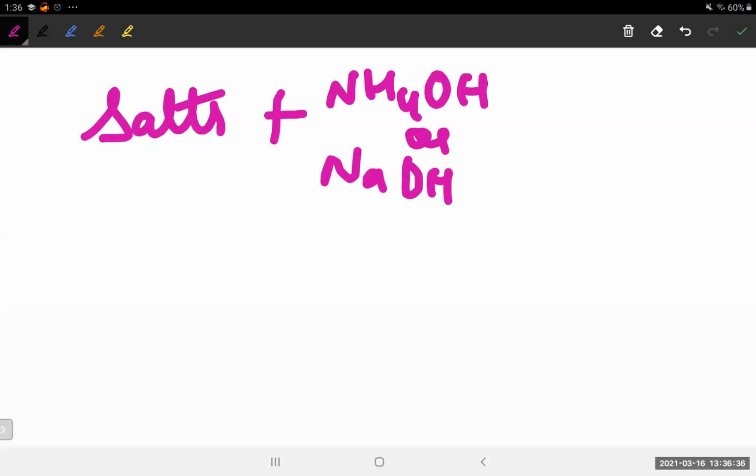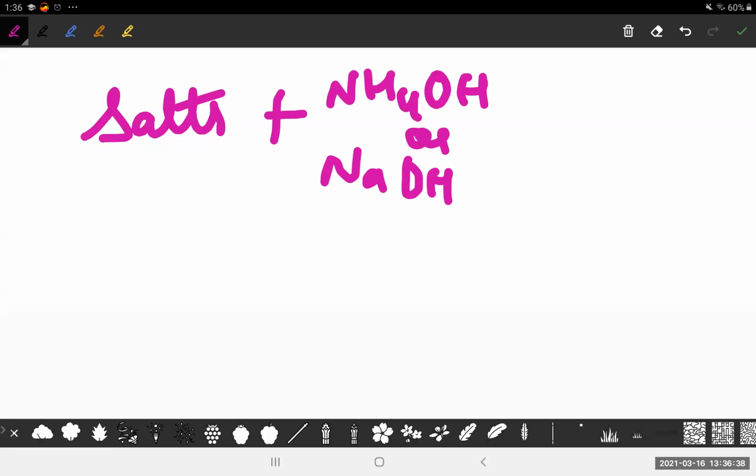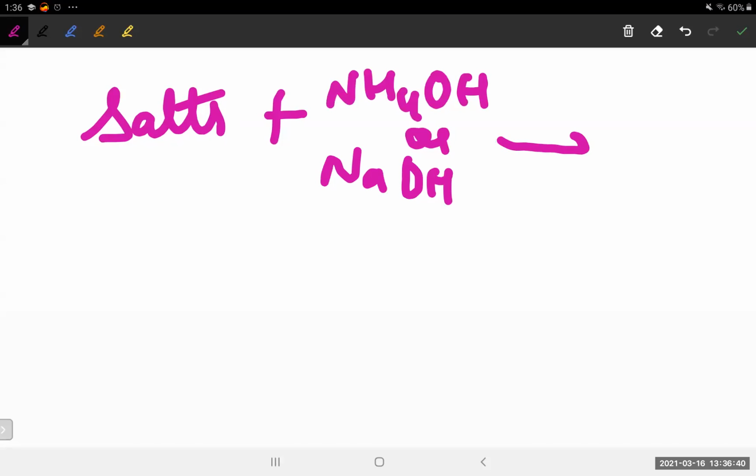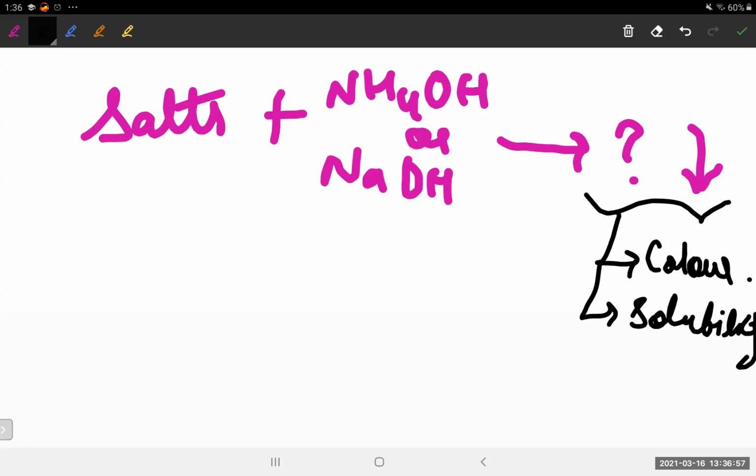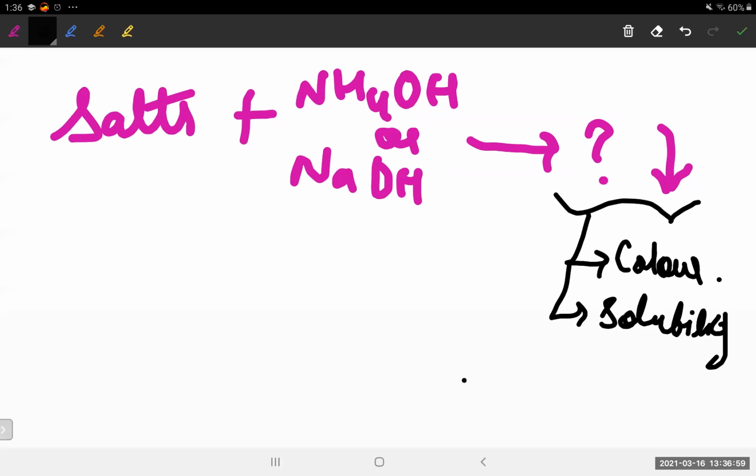We'll react these and then see what type of precipitate is formed. In the precipitate, we'll find out the color of the precipitate and its solubility. This is the whole glimpse of what this chapter is really meant for. Let's start with it.